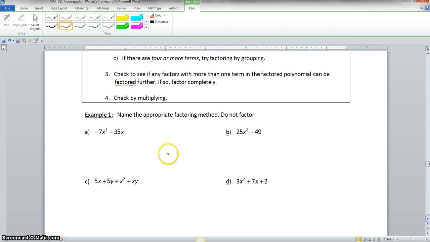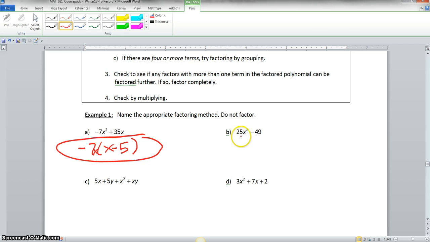Now we come down here to A. We have negative 7x squared plus 35x. We know their greatest common factor is negative 7. Well, actually negative 7x. And we're left with x minus 5 in parentheses. So we have negative 7x times the parenthesis x minus 5. And that is your final answer. Now with b, you notice that's the difference of 2 squares. So we have 5x minus 7 and 5x plus 7. And that's the final answer for b.